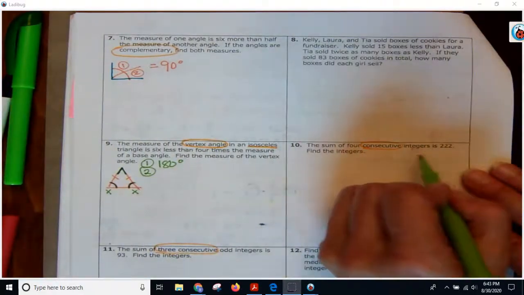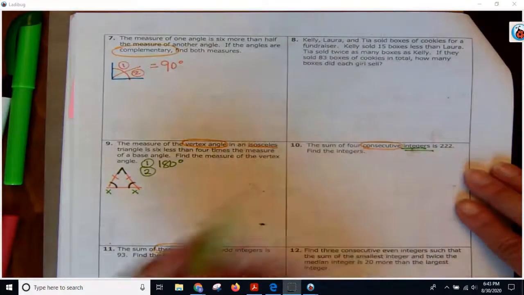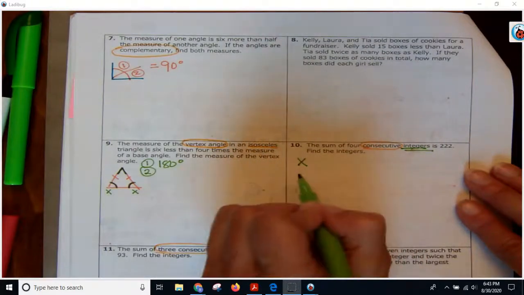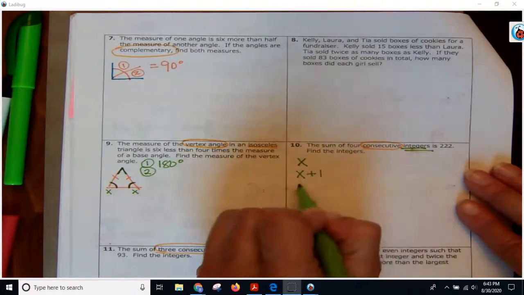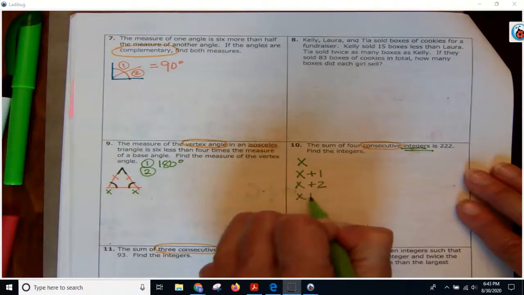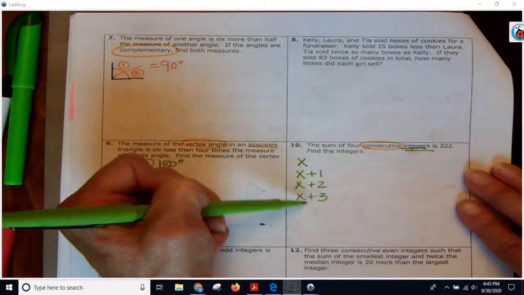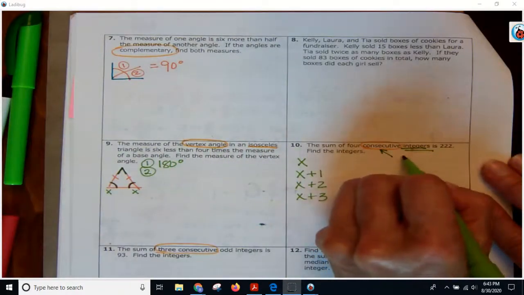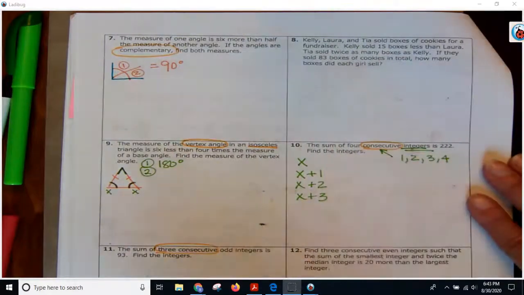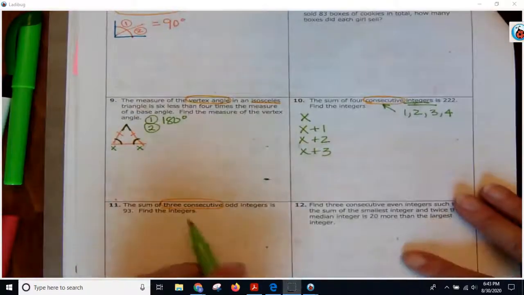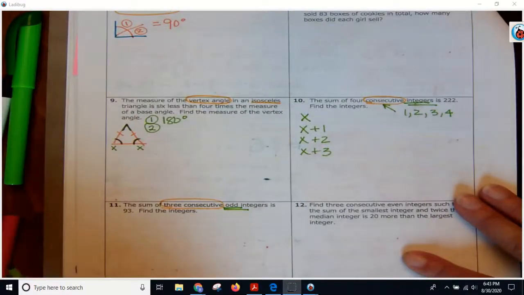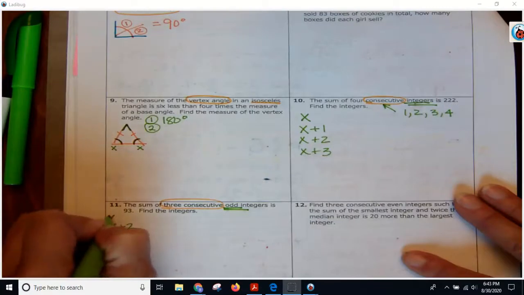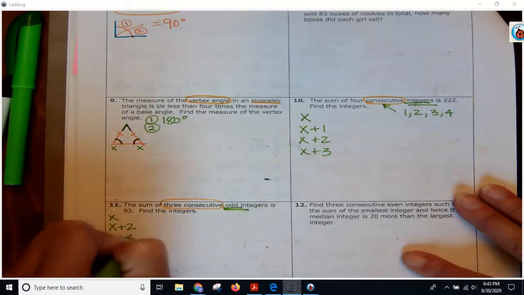So consecutive numbers, consecutive integers. The way you do this is you say, if I'm looking for 4 consecutive integers, one is going to be x, one is going to be x plus 1, one is going to be x plus 2, and one is going to be x plus 3. Then we're going to get 4 numbers in order. Consecutive means one right after each other. So 1, 2, 3, 4, those would be consecutive numbers. Now this says consecutive odd numbers. So you need to actually add 2. So you'd have x, x plus 2, x plus 4.